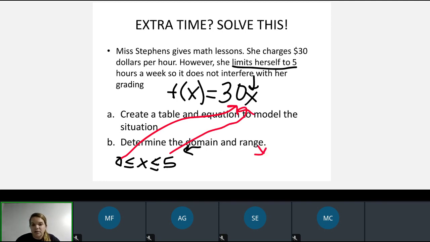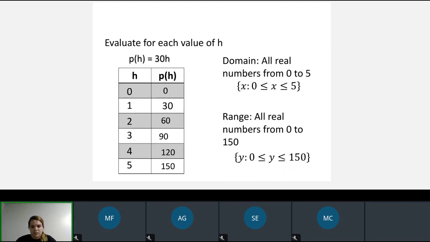So 30 times 0 is 0. 30 times 5 is 150. So Ms. Stevens is working between 0 and 5 hours per week and then earning between 0 and $150 per week. And then here is the table if you wanted to see that worked out.